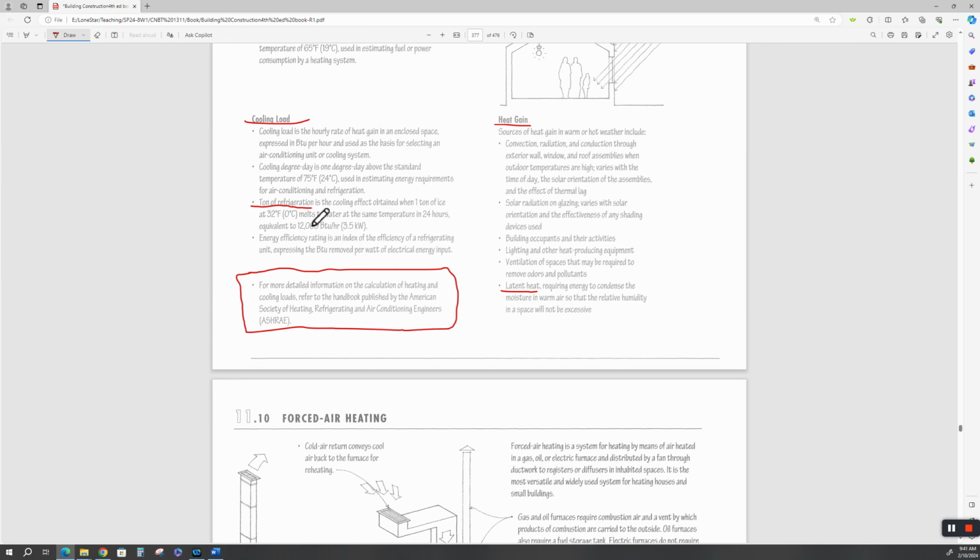I would cheat you. A ton of refrigeration is the cooling effect obtained when 1 ton of ice at 32 degrees Fahrenheit melts to water at the same temperature in 24 hours. It's equivalent to 12,000 BTUs per hour. So a ton of AC is 12,000 BTUs per hour. Hint: a ton of refrigeration is equal to 12,000 BTUs per hour. You don't have to worry about the ton of ice melting.